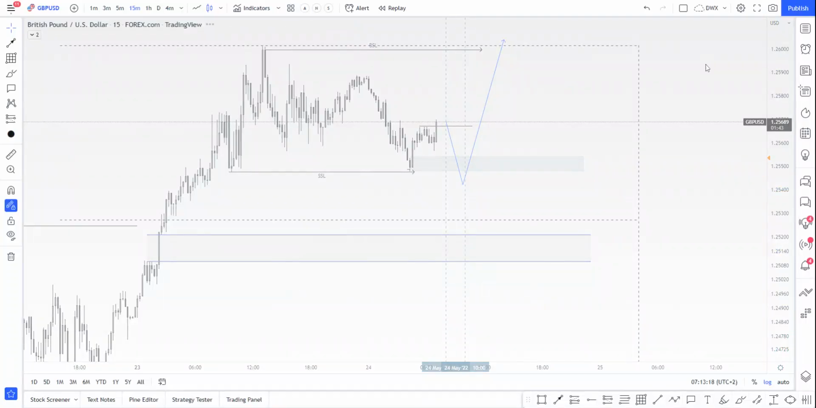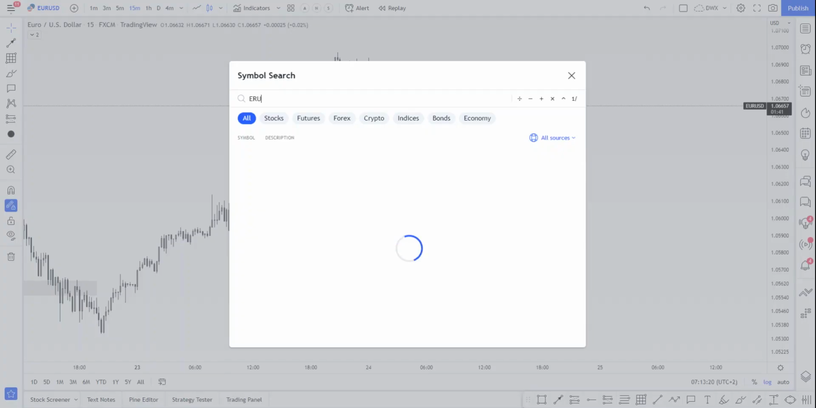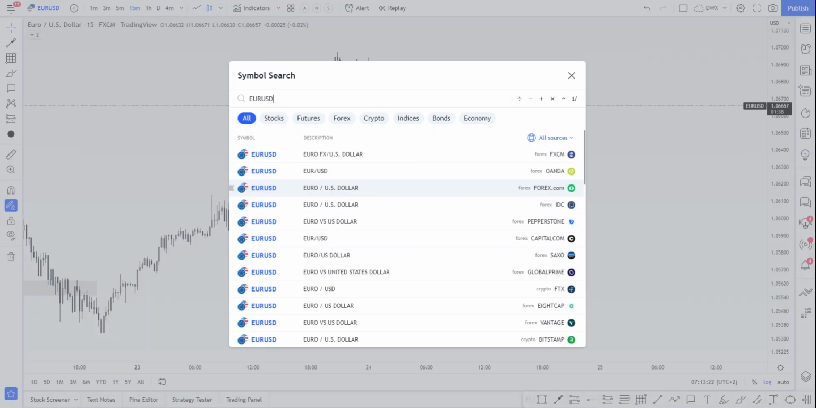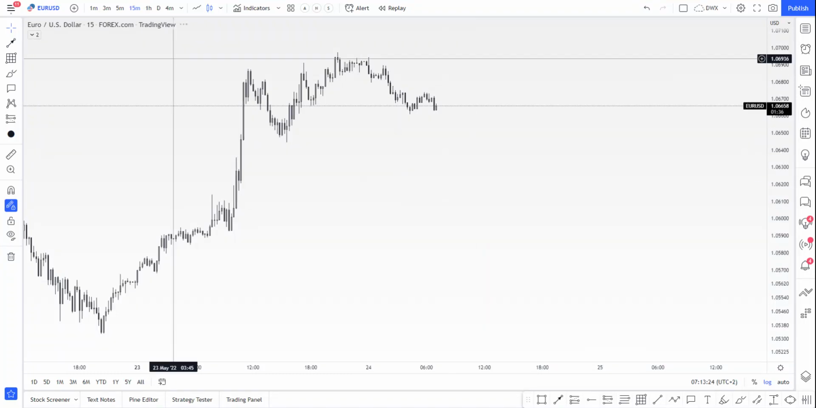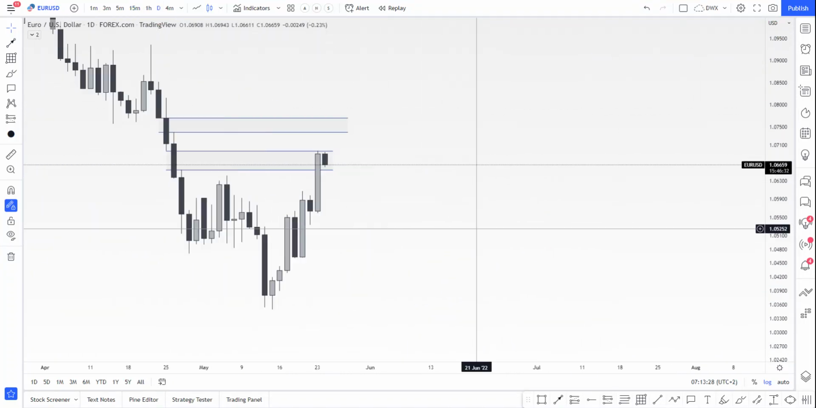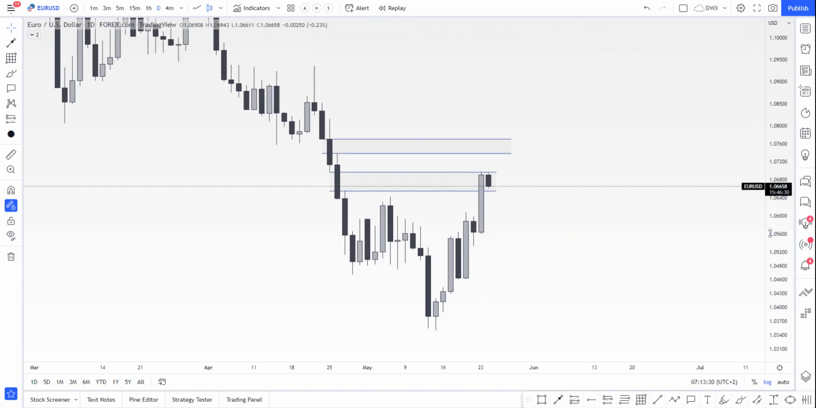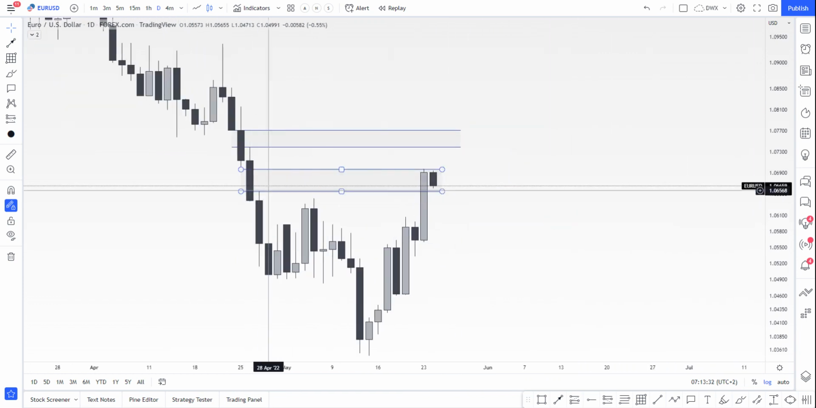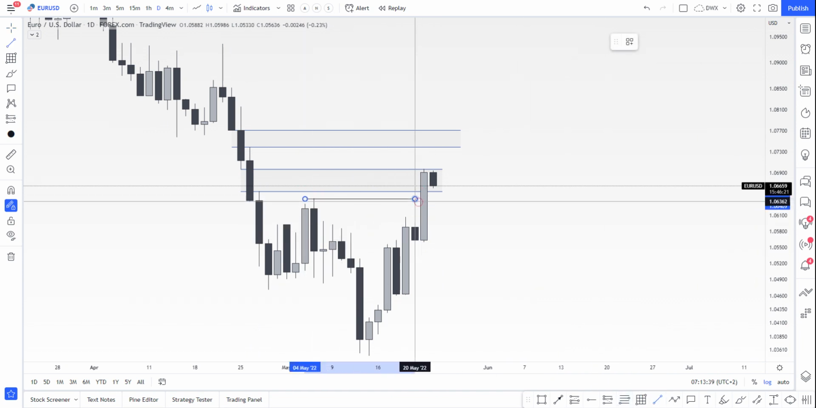Euro USD. I'm not going to go into too much detail. As you all know, I mainly trade GU. So we're going to have a look at EU. So this was a liquidity I've marked out yesterday, just before yesterday. Noting that we have the highs there. Price swept these highs and traded into this imbalance.